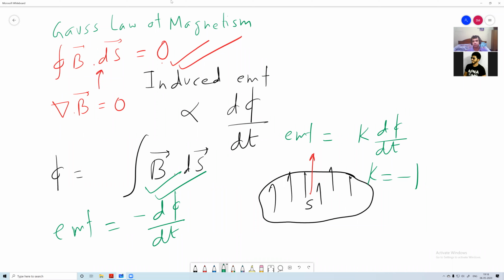Okay. Right. So this is Faraday's law. This is revision. I'm sure all of you know. So EMF is minus d phi by dt, minus because it opposes the change of flux. Right. So this is done.